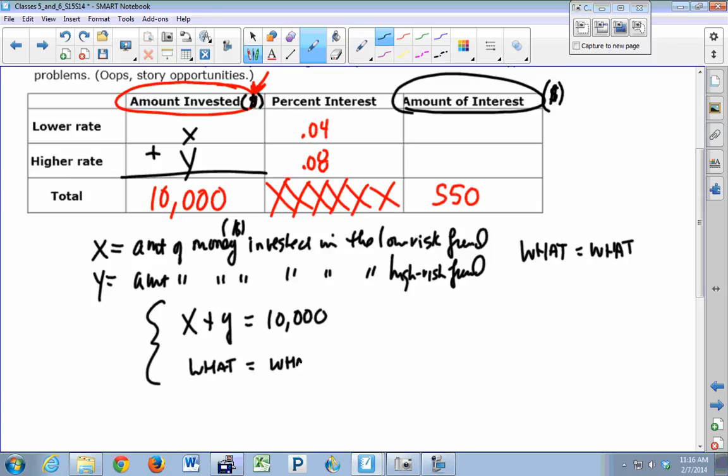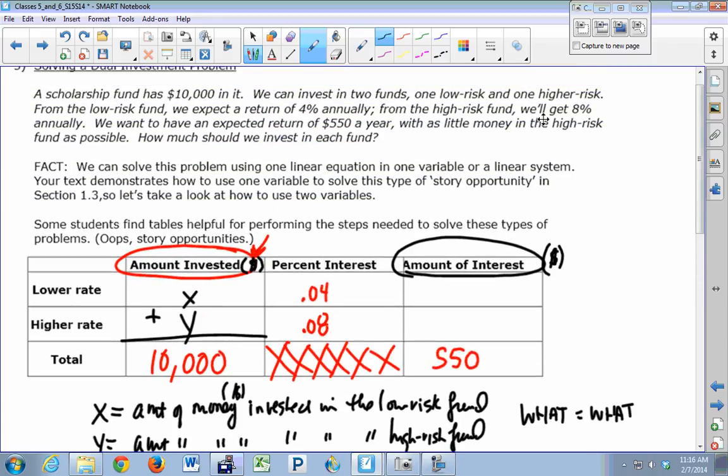So I'm going to come up with a system of linear equations in two variables. Somewhere in this story opportunity, I have to talk about a different idea involving X and Y. And that different idea is how much money we earn on the investment. That's called the interest income.